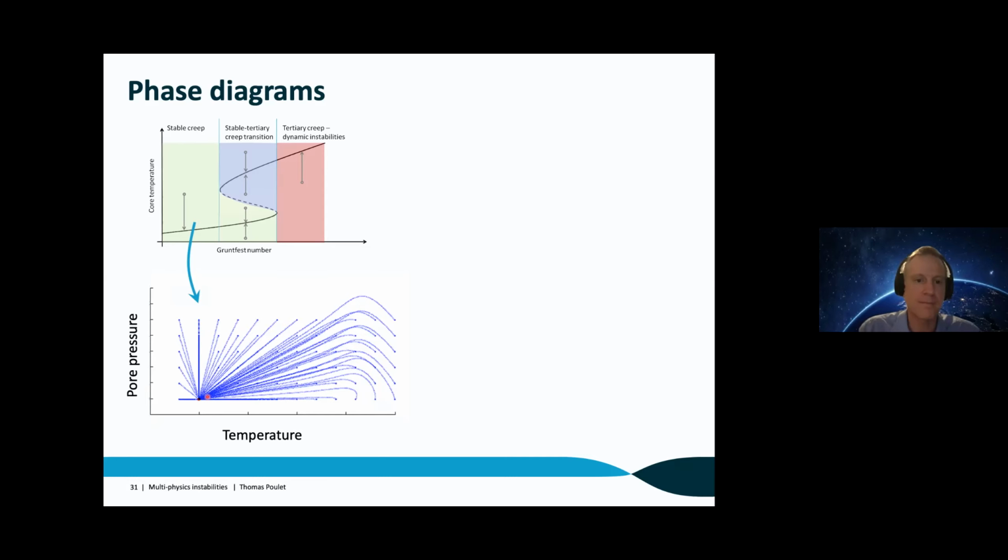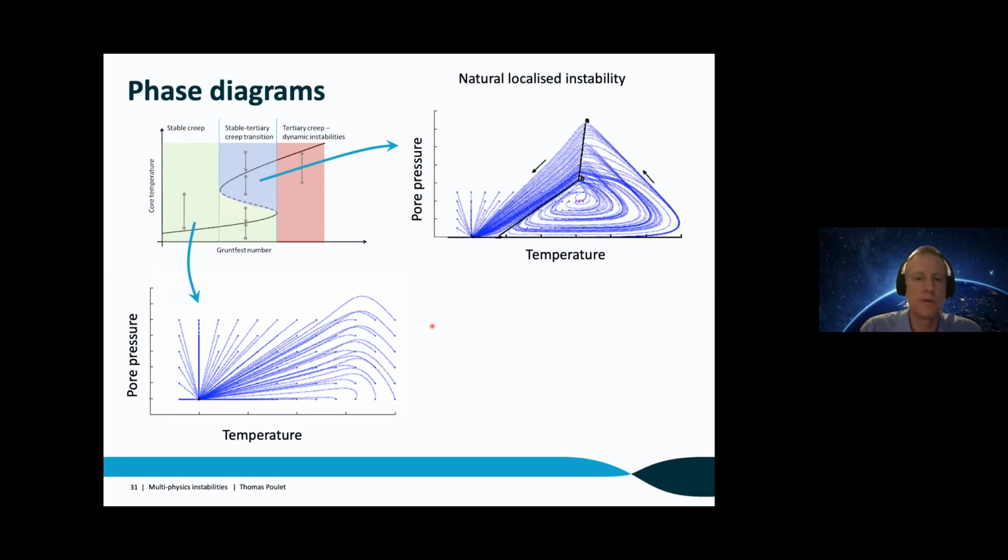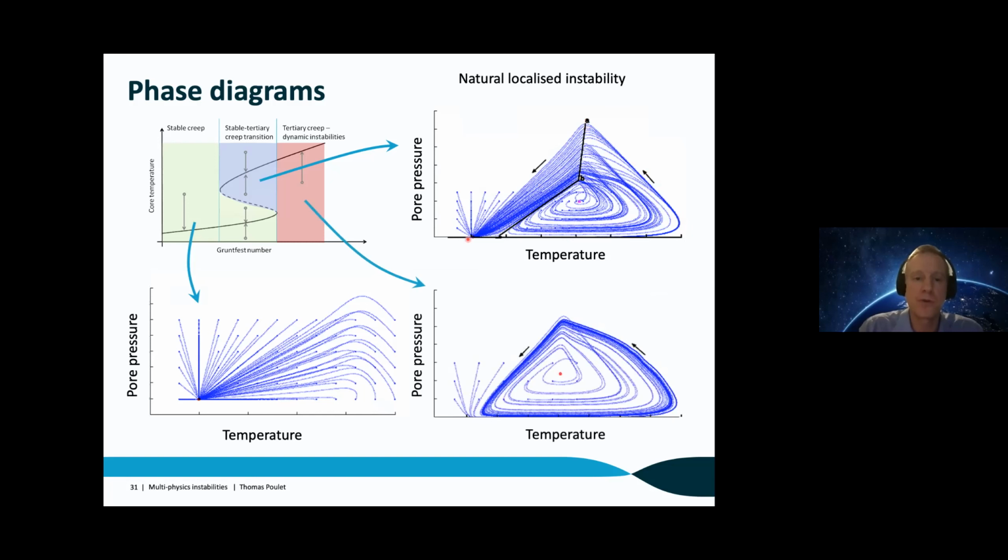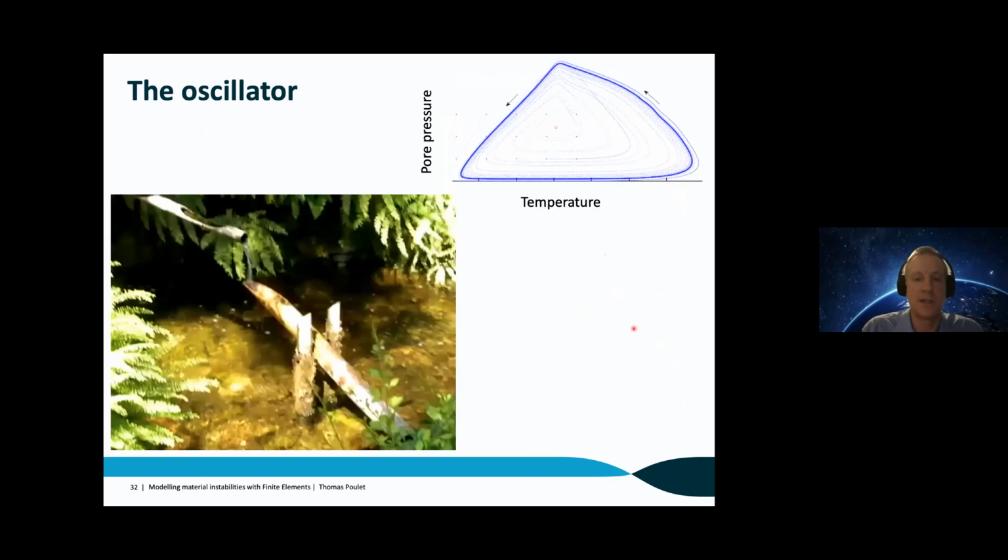All right. And you get different possible solutions. One of them is that you can have this one single event where the temperature shoots up, then the pore pressure shoots up before it converges to the same slow creep. And you can also have these limit cycles where the solution will infinitely oscillate around this limit cycle. And this is basically the oscillator.